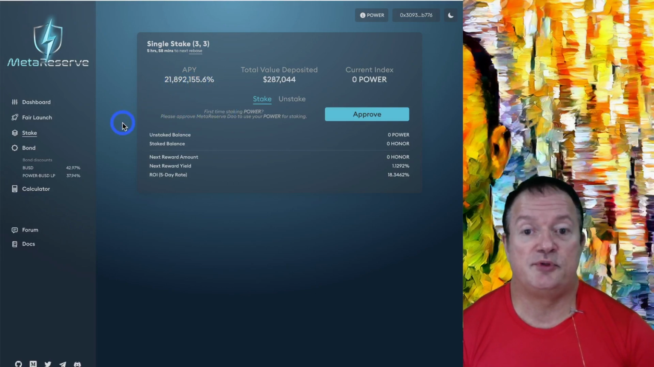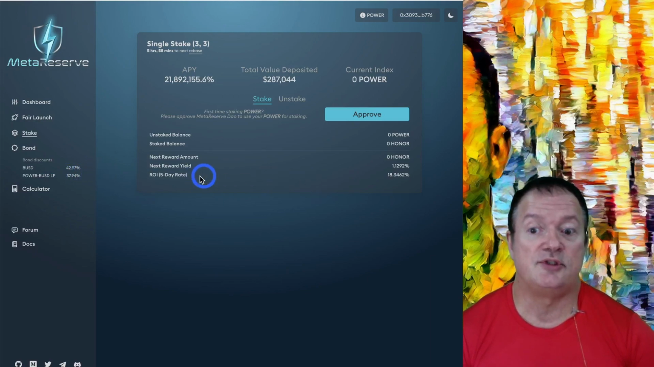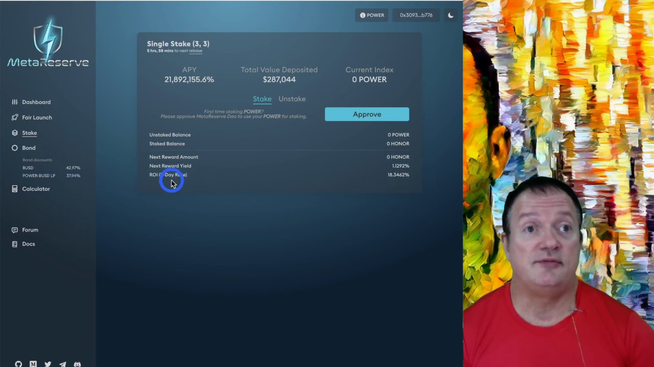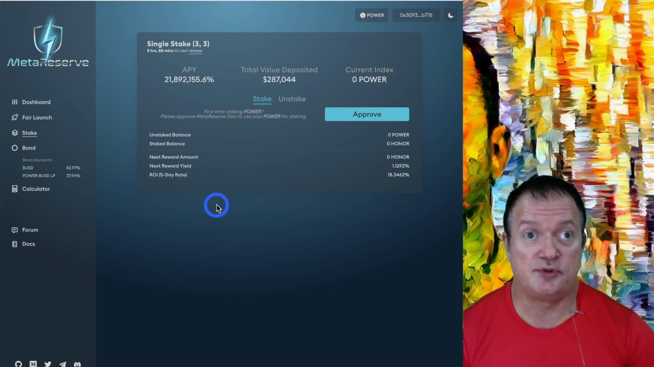However, there is an opportunity at the moment, since you could bond at a very steep discount right now, 42%, which is a lot higher than the current 5-day ROI of 18%. Okay, so if you are interested in this project, you might want to consider buying the bonds.